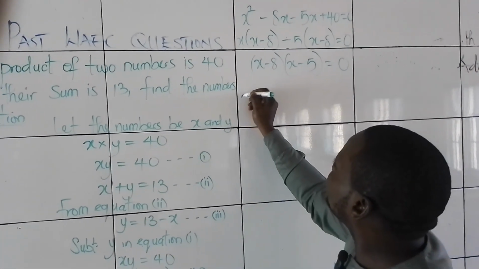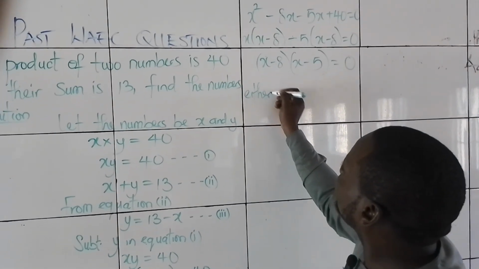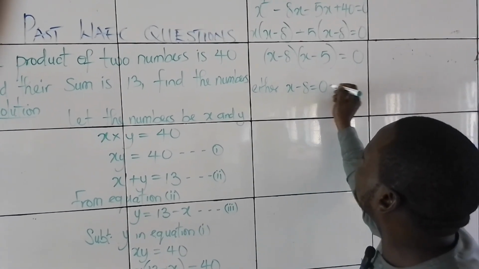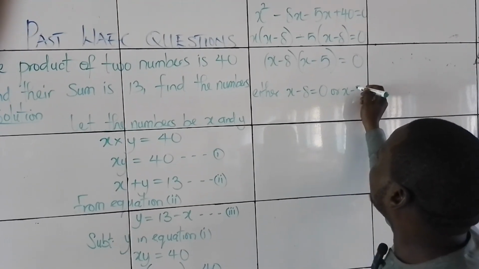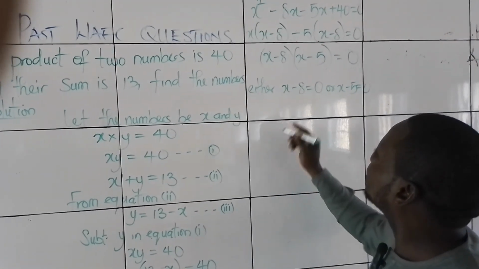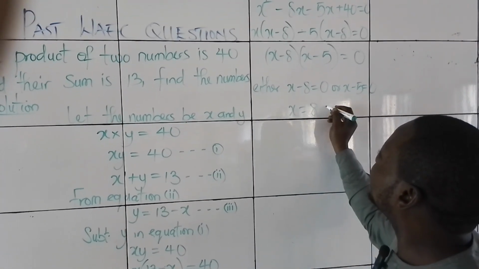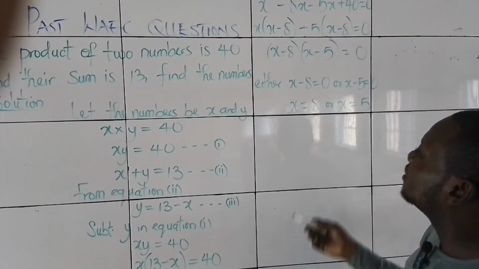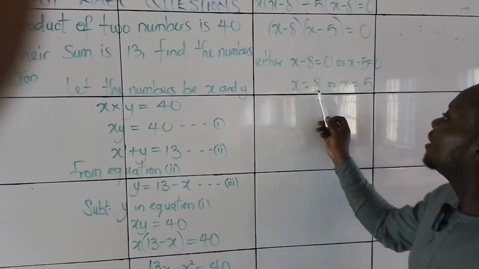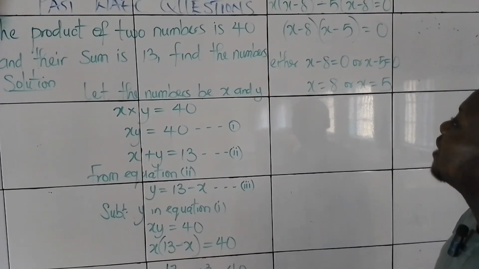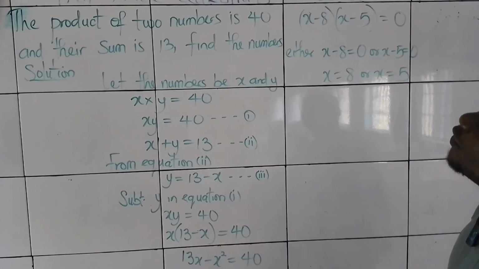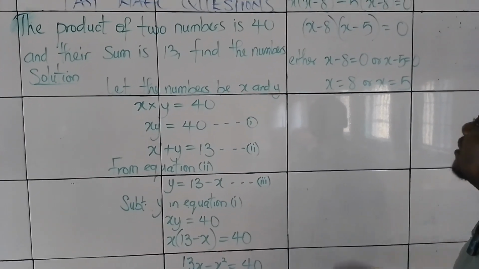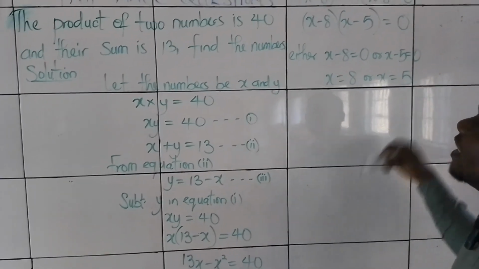Okay, so we now say either of them equals 0. So x minus 8 equals 0, or x minus 5 equals 0. So from here, x equals 8 or x equals 5. Okay, so we have gotten the value of x equals 8 or x equals 5. So the product of two numbers is 40. 8 times 5, that's 40. 8 plus 5, that's 13.